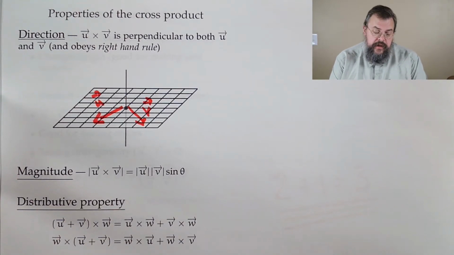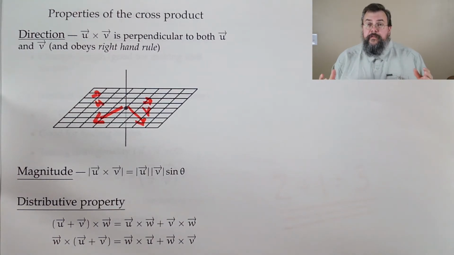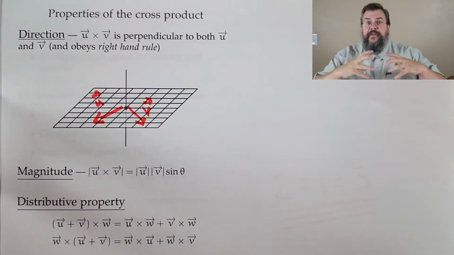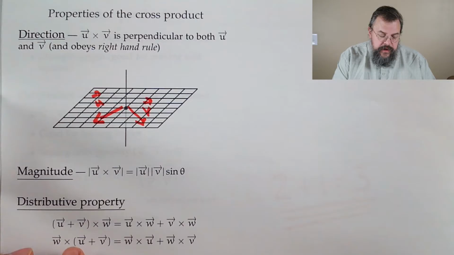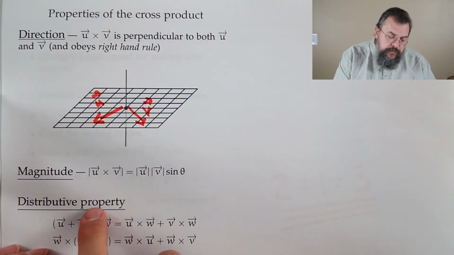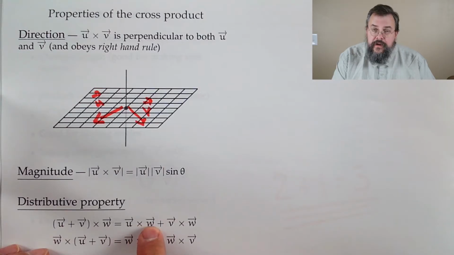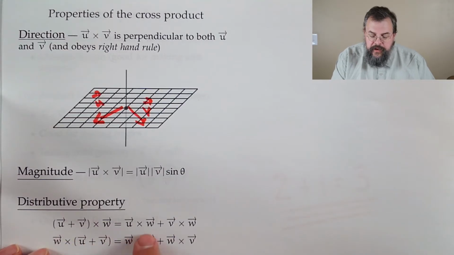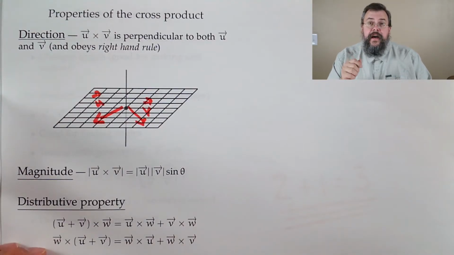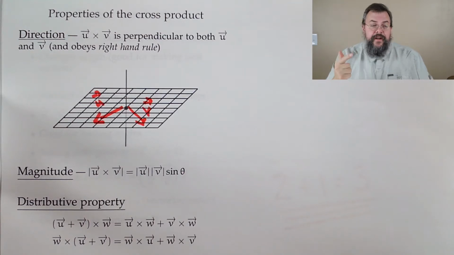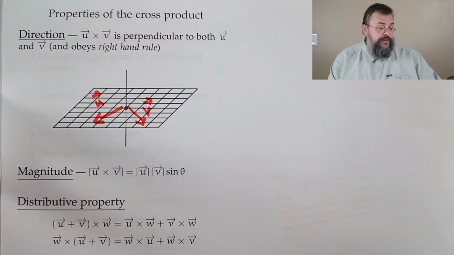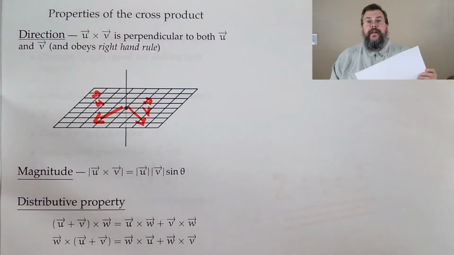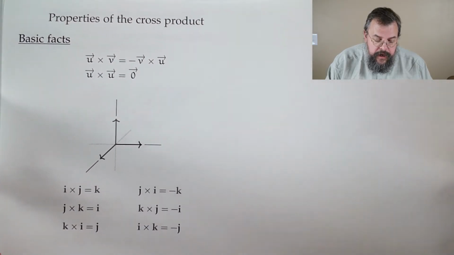The last property is that it distributes nicely. The distribution is nice because it means we can do expansion, things like foiling. So in other words, u plus v cross w, I can multiply the w in: u cross w and v cross w. Or w cross u plus v, I can distribute the w in: w cross u plus w cross v. Now, if we have just these three properties, everything else about the cross product can be derived from these three facts. So if we know direction, we know magnitude, and we know the fact that it distributes, life is good. Okay, so let's go and do some really simple properties.